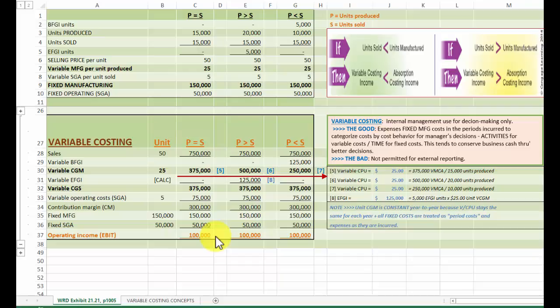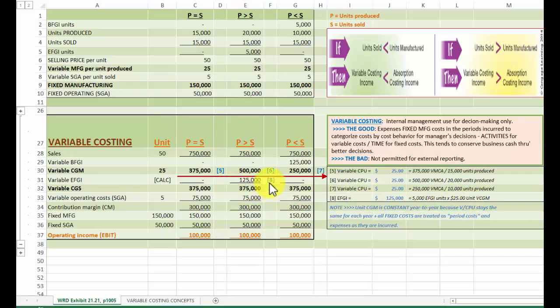Let's take a look at the second year. In the second year, we've already calculated $500,000 of variable cost of goods manufactured. Now, what would be the ending finished goods inventory? Finished goods inventory would be 5,000 units, and only the variable manufacturing cost of $25 a unit would be part of ending inventory. So 5,000 times 25 produces ending finished goods inventory of $125,000, as shown in this table here to the right.